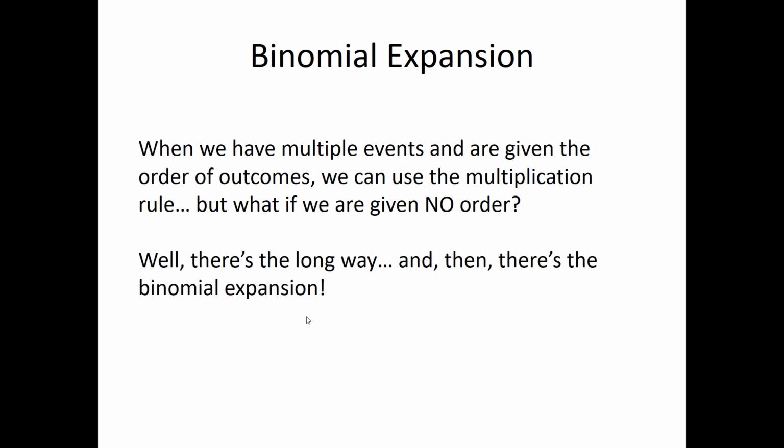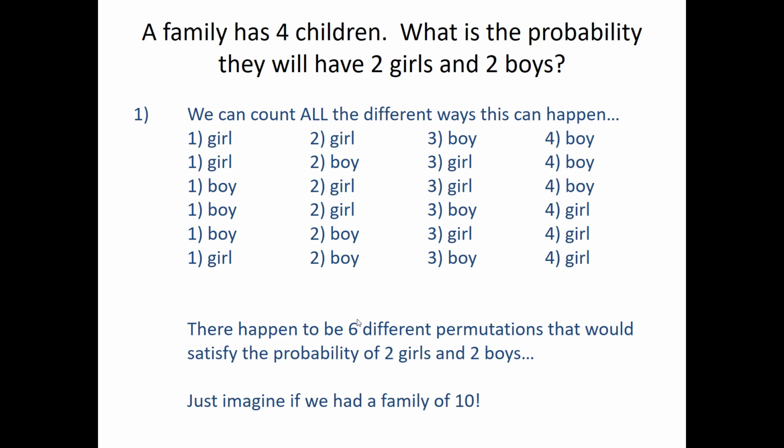So now we want to consider the binomial expansion, which turns out to be quite useful when doing probability calculations. When we have multiple events and are given the order of outcomes, we can use the multiplication rule. But what if we're given no order? Well, there's the long way, and then there's the binomial expansion. Suppose we have 4 children. What's the probability they'll have 2 girls and 2 boys?